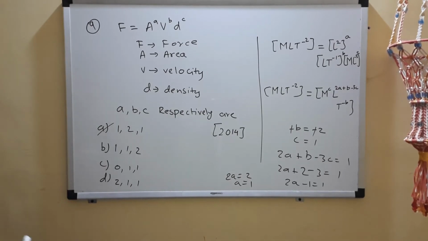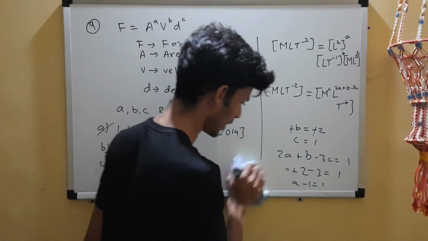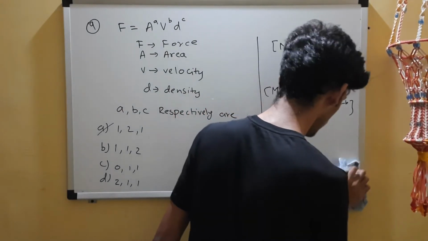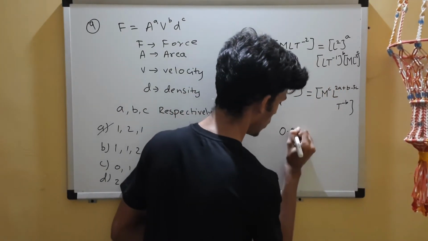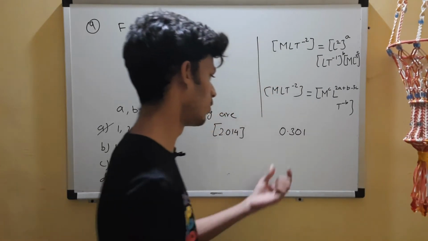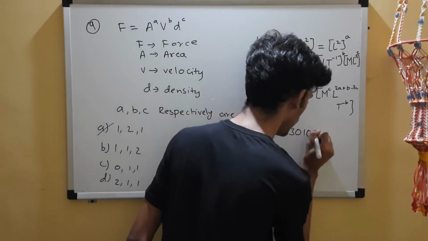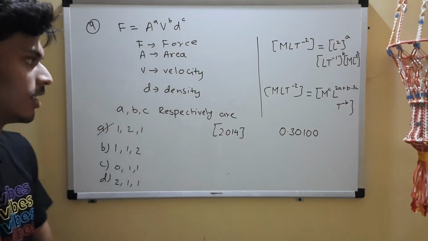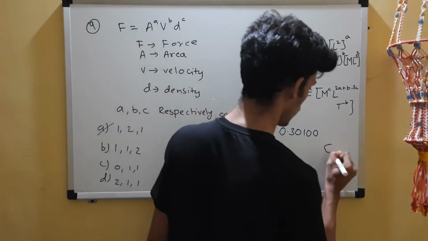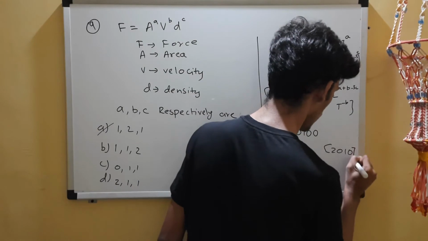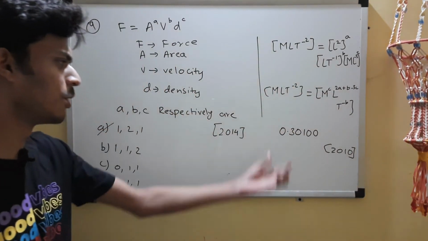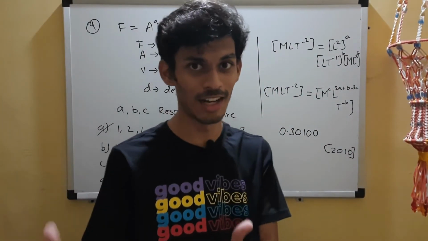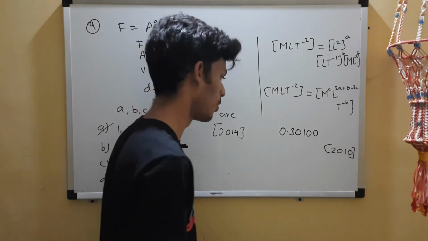Now just a question that I missed out, it's about significant figures. I'll do it over here only. The question that was asked was, what are the number of significant figures in this number? If I'm not wrong, it was in 2010. So you have to just count the number of significant figures. I hope you know how to do that.